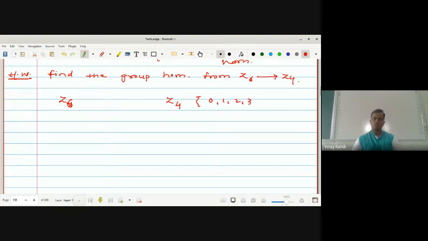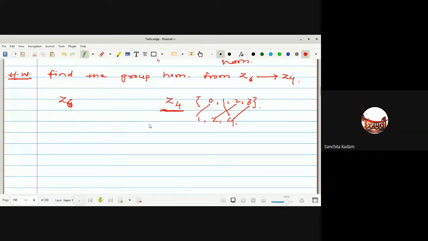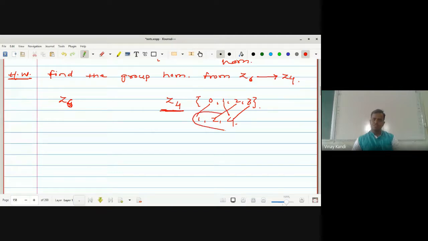0, 1, 2, 3. What are the possible orders of the elements in Z4? The divisors are 1, 2 and 4. The order of 0 is 1, the order of 1 is 4, the order of 2 is 2, the order of 3 is 4. Okay, is it correct? Yes, sir. So the possible orders in Z4 are 1, 4, 2. Is there an element of order 1 in Z6? Yes, the identity element. That is, f of x is equal to 0x, which is my group homomorphism.